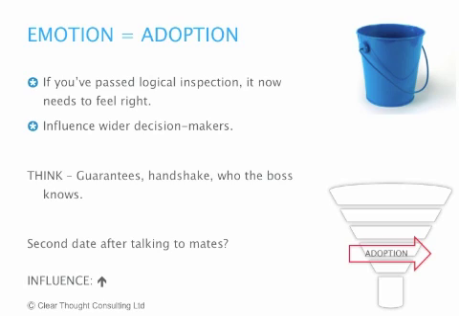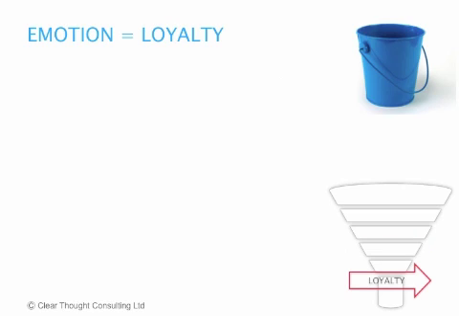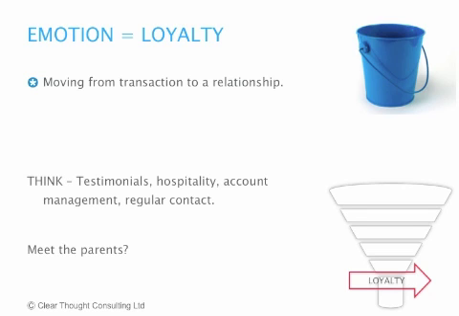And then what happens here at loyalty? This is when people are moving from transaction to relationship. So a transactional relationship is where they just buy multiple times, but they're not referring you or recommending you to other people. It's only when you've got a relationship with someone that they're likely to feel like they're going to refer you or they're a real advocate for what you do.